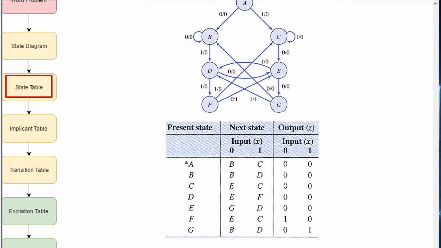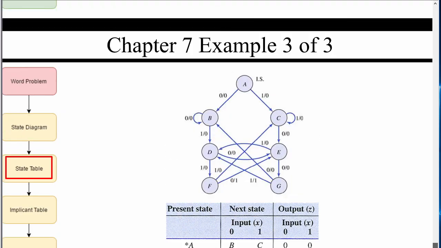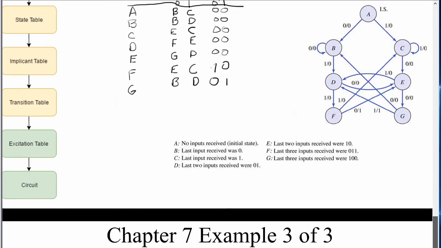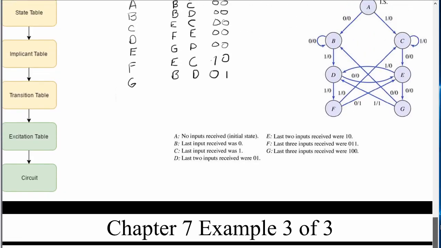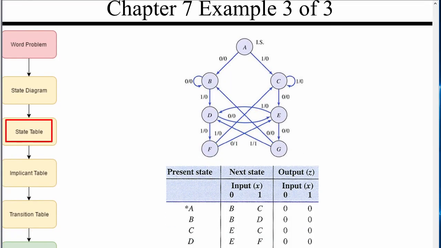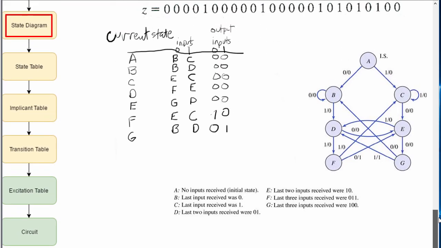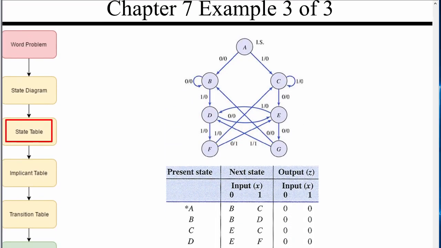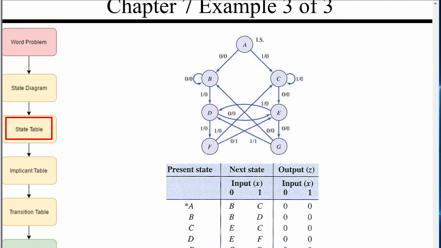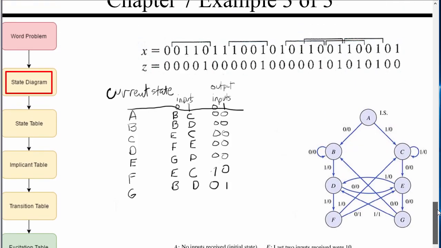All right, so the last four states are E, F, G, D, E, C, B, D. E, F. They're backwards. G, D, E, C, B, D. All right. B, C, B, D, E, C. So the only one that looks different is this state D. So let's check state D right here.